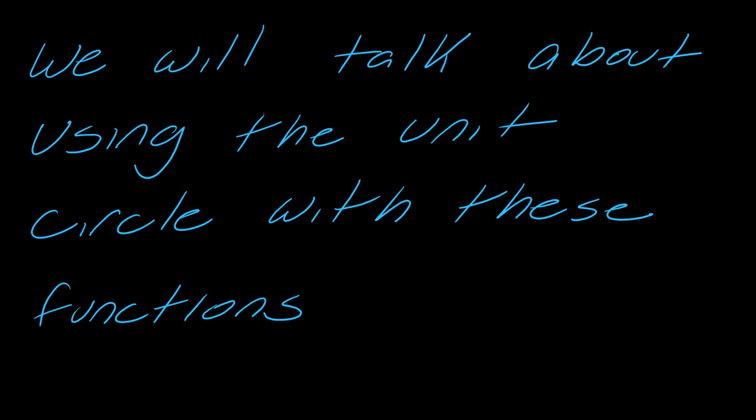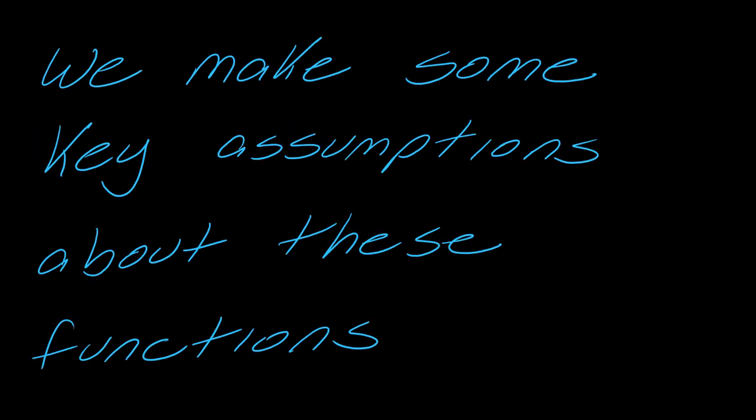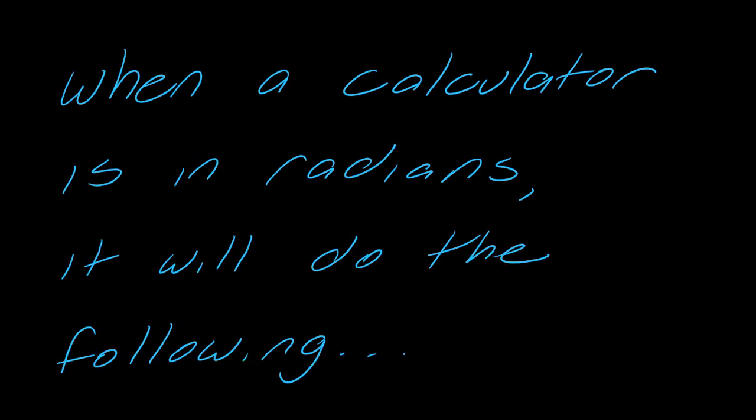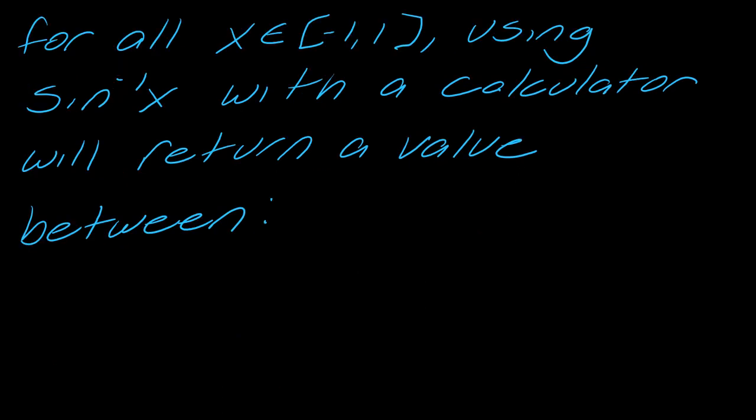And so in this video, we will talk about using the unit circle with these functions when possible, or using a calculator. We make some key assumptions about these functions, and the reasons why are for another video. But when a calculator is in radians, it makes these assumptions. If you're using inverse sine and you're assuming that x is between -1 and 1, a calculator will only return values between -pi/2 and pi/2.